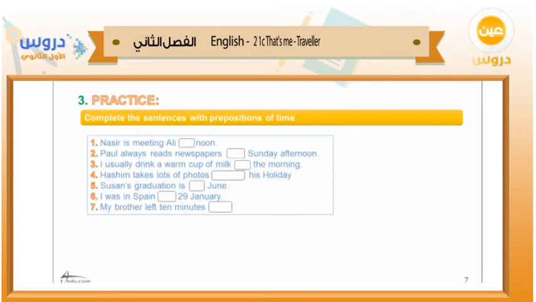Practice. Now complete the sentences with the preposition of time. Number 1, Nasser is meeting Ali noon. Number 2, Powell always reads the newspaper Sunday afternoon. 3, I usually drink a warm cup of milk the morning. 4, Hashim takes lots of photos his holidays. 5, Susan's graduation is June. Number 6, I was in Spain 29th of January. 7, My brother left 10 minutes.